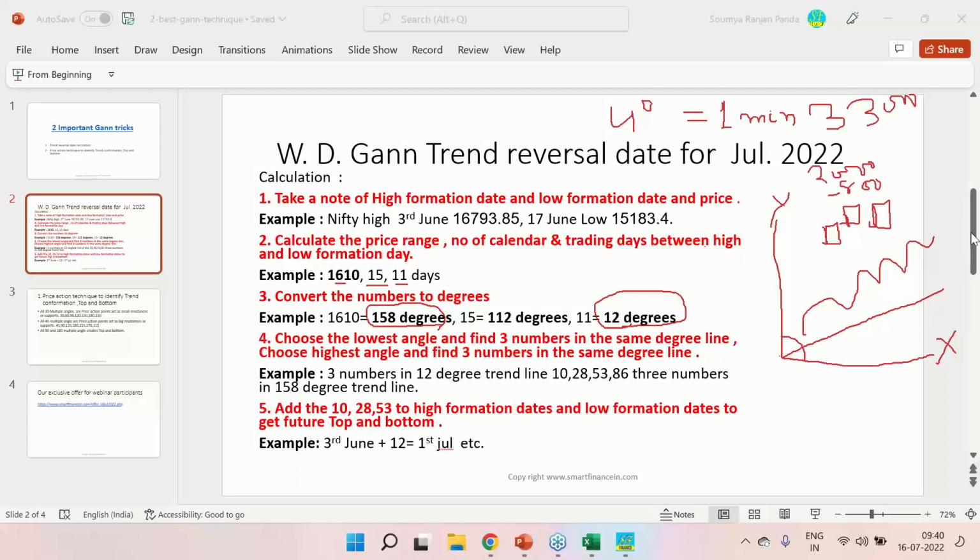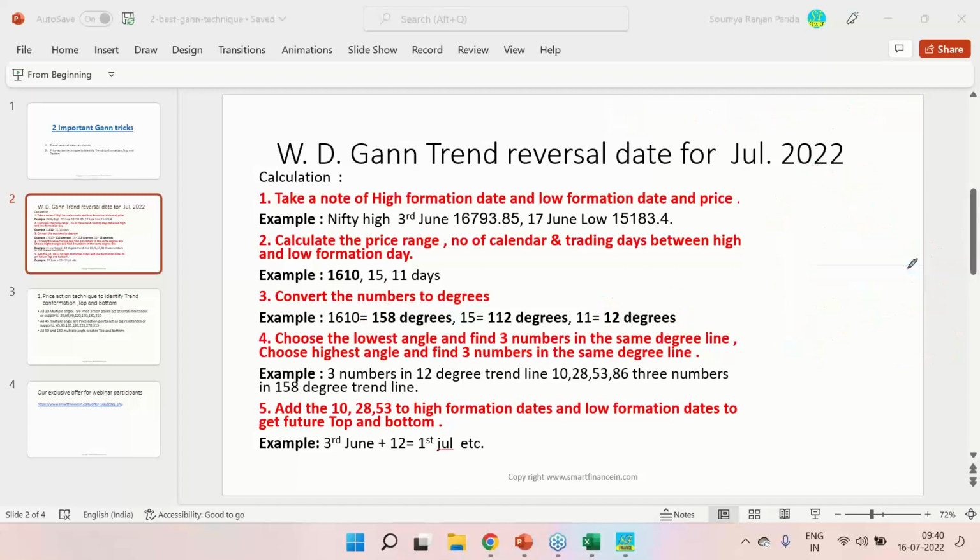With a semi-log scale, in the same 90-degree graph, you can even draw a 720-degree trend line. You can even draw a 900-degree trend line. It is a semi-log scale. So with a semi-log scale, all degree trend lines are possible.